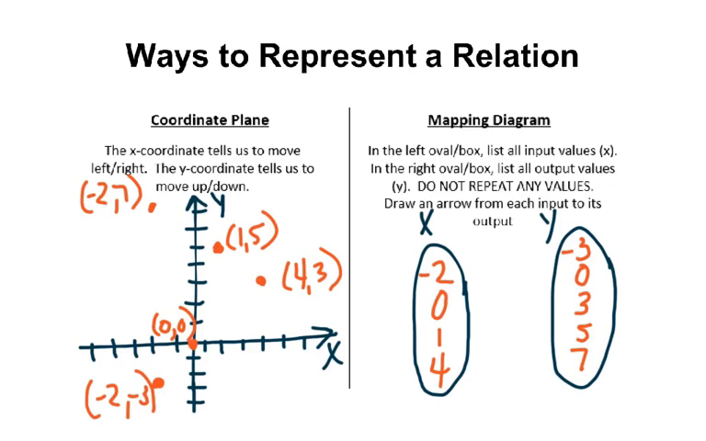So now what we're going to do is draw an arrow from the x value to its partner. So the first point I'll do is -2, +7. So I'm going to start at the -2. I'm going to draw an arrow down to the +7 to represent that relation. Next I'm going to do -2, -3. So I'm going to start at -2 and draw an arrow to -3 to represent that relation. Then 0, 0, 1, 5, and 4, 3.